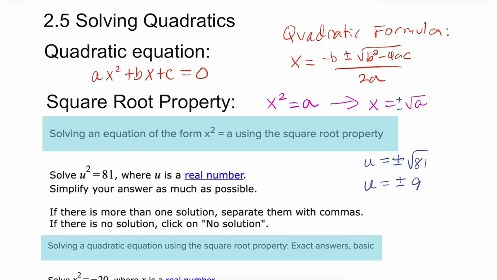Now, here is where Alex, I just want to remind you, let's read these instructions right here. See right here, it says, if there is more than one solution, separate them with commas. If there's no solution, click on no solution. Well, there is more than one solution. So I would probably write -9, 9 for Alex, okay? I don't think they have a plus or minus button, but look and see. I don't know. I have no idea. Okay. Any questions about that square root property in that first problem?